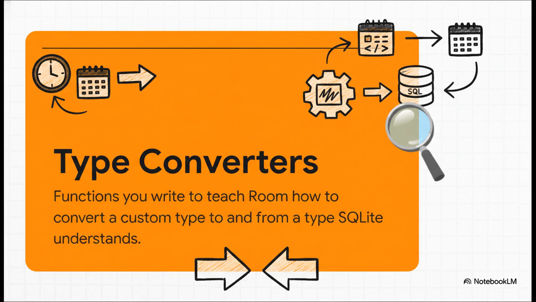All you have to do is write two super simple functions. The first one tells Room how to take your custom object, like a date, and turn it into something simple that SQLite understands, like a long. The second function just does the reverse. You write these once, tell Room about them, and it just works everywhere.